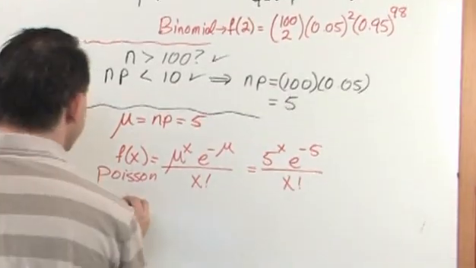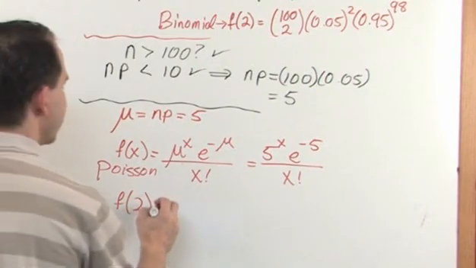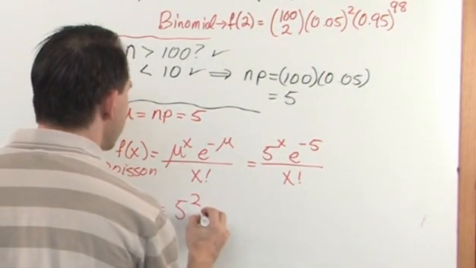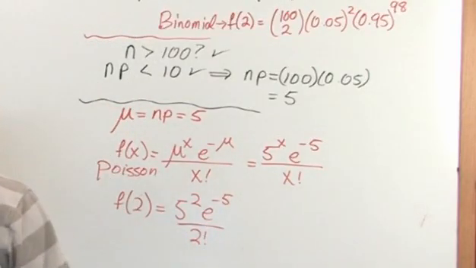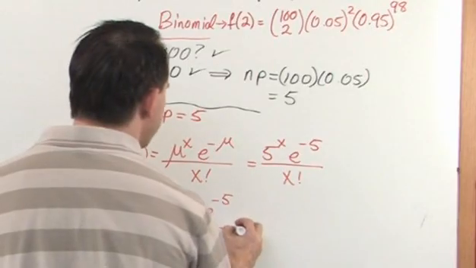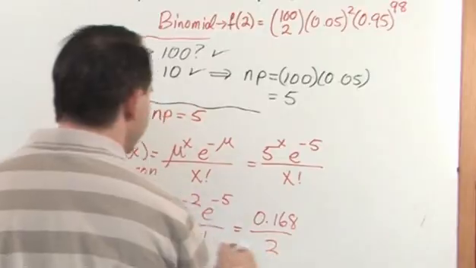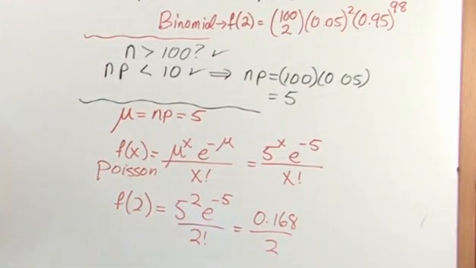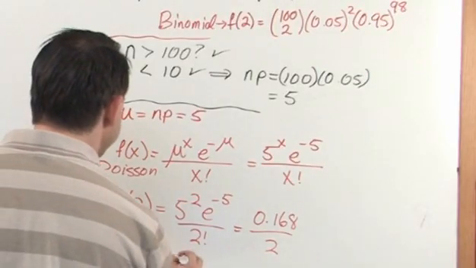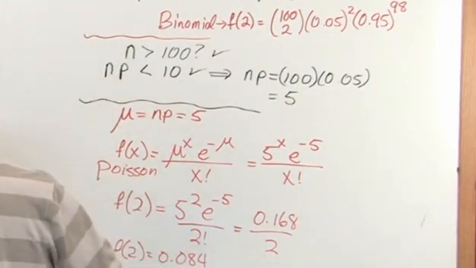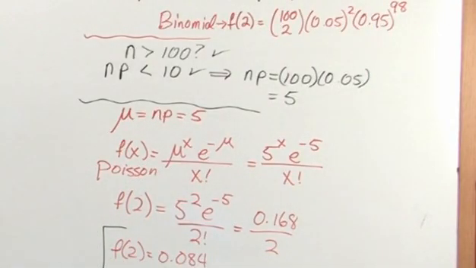So because we're trying to find the probability of 2 defective televisions, we're going to use x is equal to 2 for this approximation. So it's going to be 5 squared times e to the minus 5 over 2 factorial. 5 squared is 25 times e to the minus 5. On the top, you're going to get 0.168. On the bottom is just 2 because 2 factorial is 2. And so f of 2 is equal to 0.084. That is a Poisson approximation to this binomial problem. Because those two things were valid, we were allowed to do that.